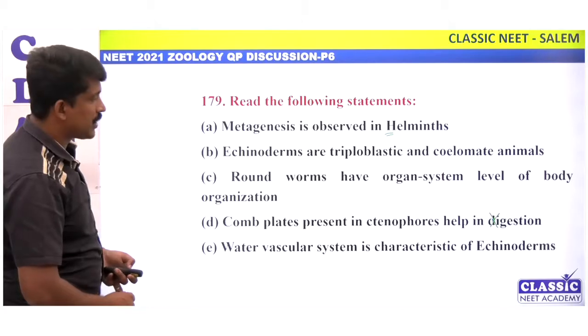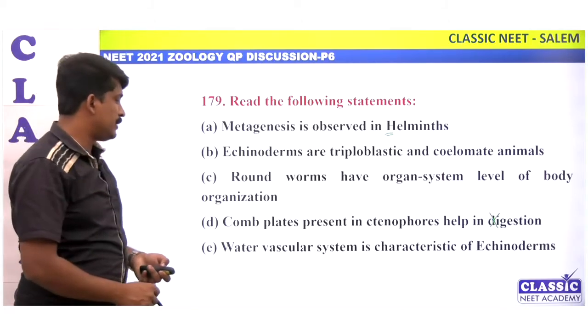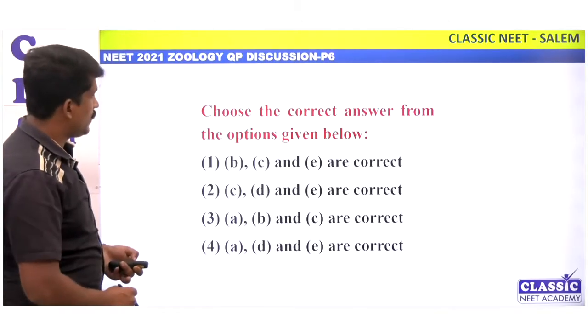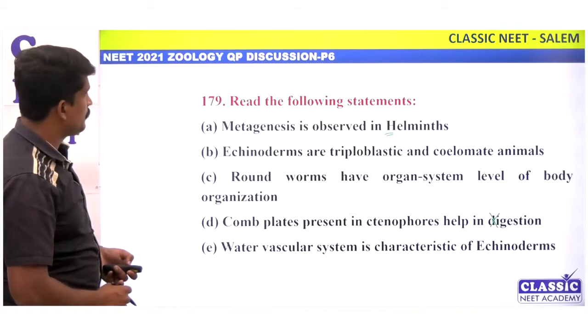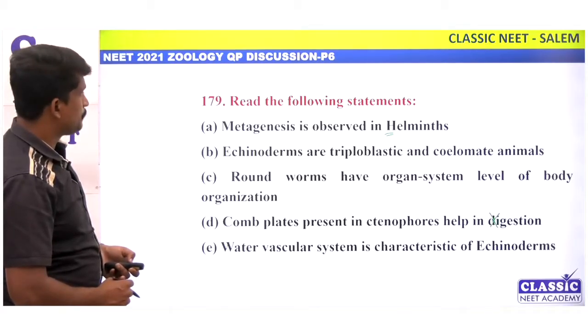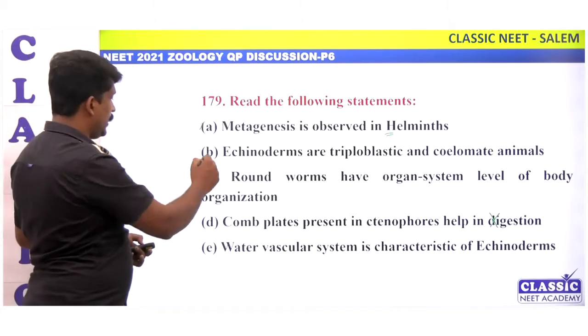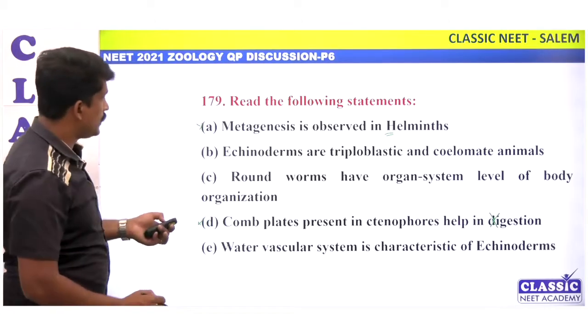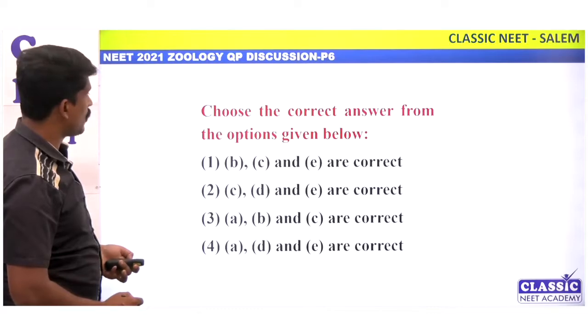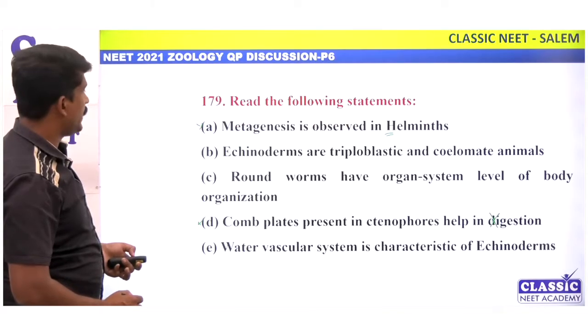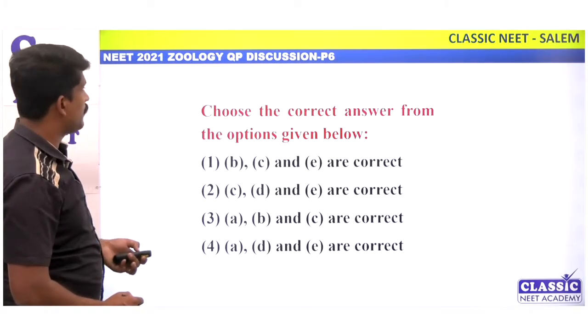Water vascular system is a unique feature of echinoderms. That is also correct. So among the given options, these two statements are wrong. A and D will be wrong, others are correctly given. So it is the first option itself, B, C and E. Very good. So that's the answer given.